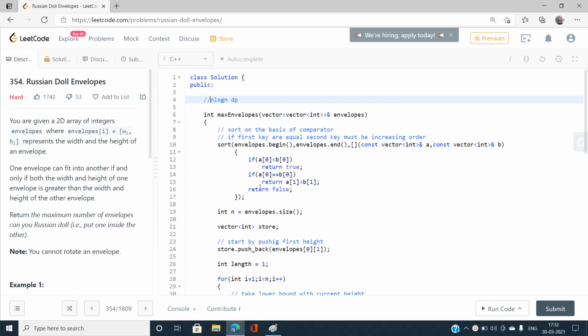The first thing is we need to sort the array first. If I sort the array, there are two problems that arise. So we need to sort the array with the help of a comparator. Why are we going to sort the array with the help of a comparator? Let's understand this with the help of an example.